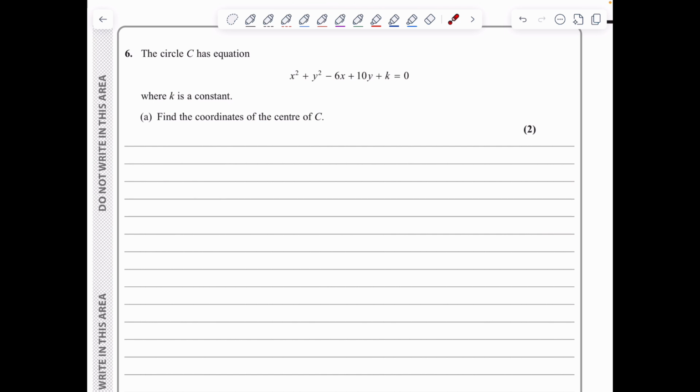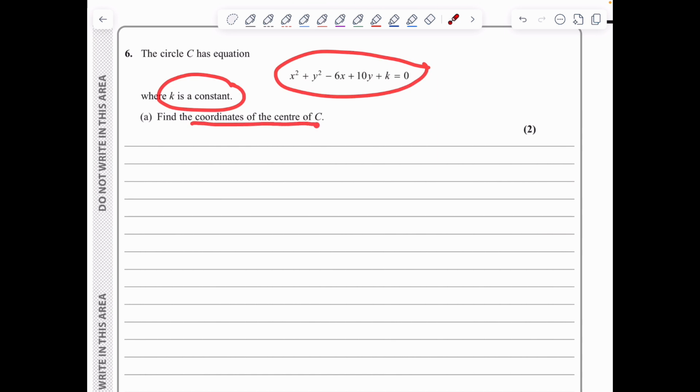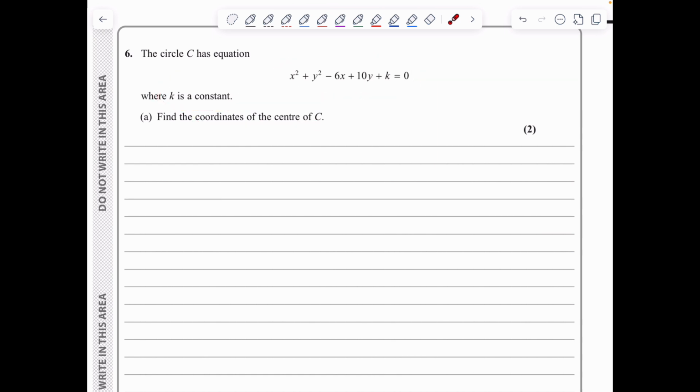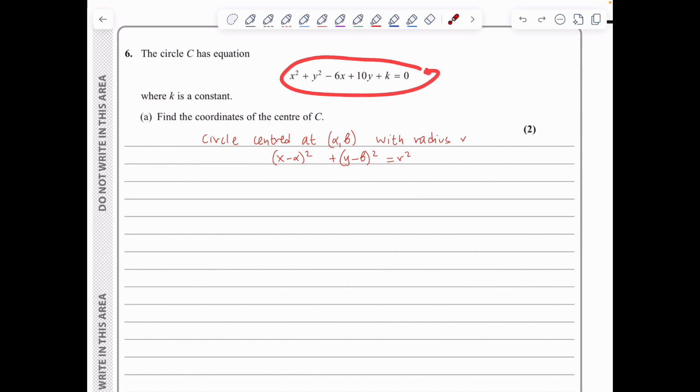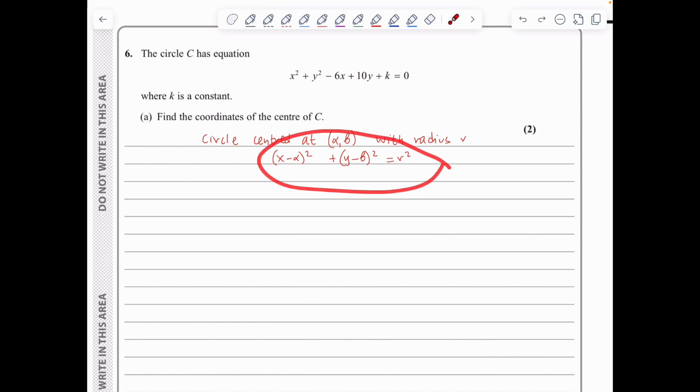In question 6, we're given the equation of a circle C where k is a constant, and we're asked to find the coordinates of the center of C. Well, we know that for a circle centered at the point (alpha, beta) with a radius of r, the equation is (x minus alpha) squared plus (y minus beta) squared is equal to r squared. So the idea is to take this equation here and complete the square for both x squared and y squared in order to put it in the standard form.